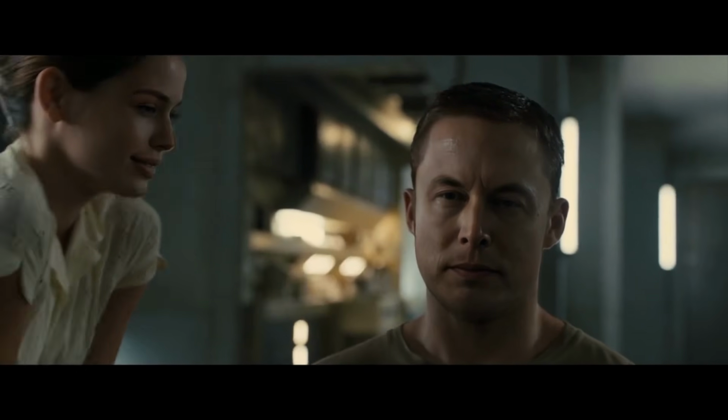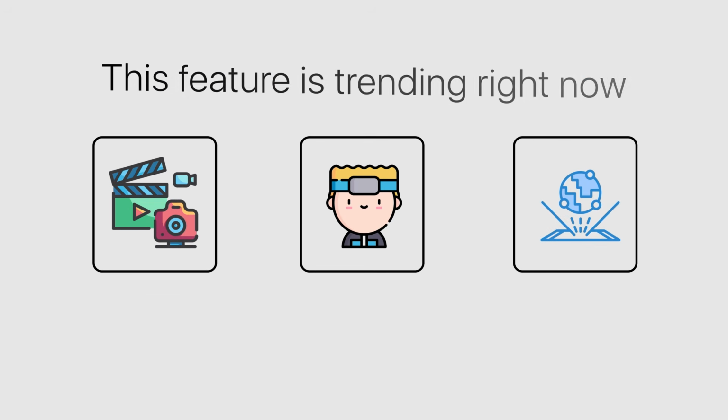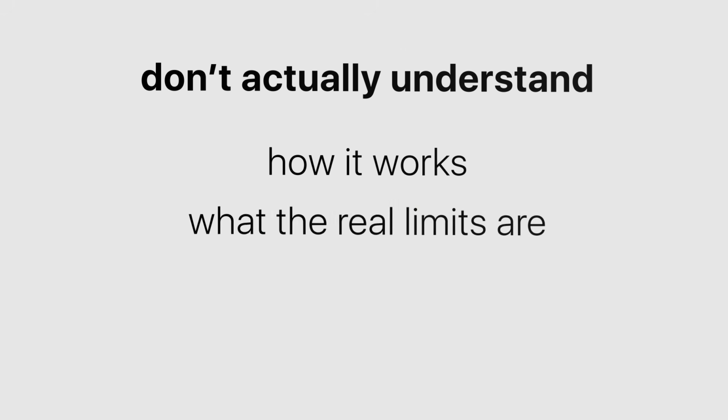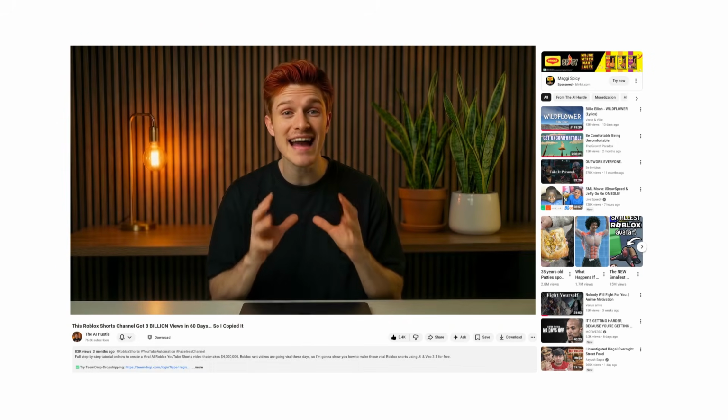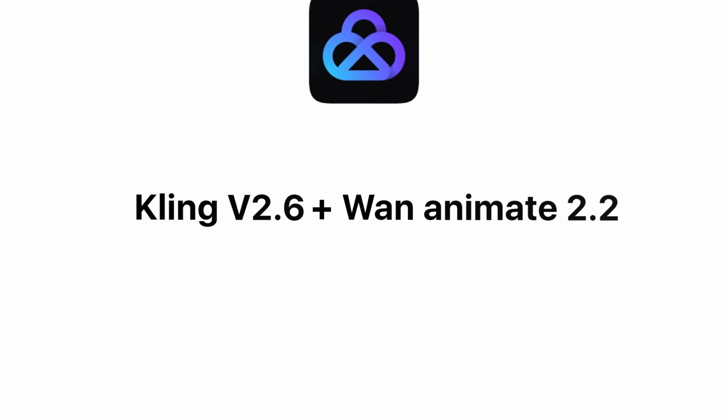On top of that, you can restyle the entire video into completely different looks, cinematic, animated, or realistic. This feature is trending right now, but most people don't actually understand how it works or what the real limits are. So in this video, I'll show you exactly how to use this feature step by step using Kling V2.6 Pro Motion Control and Wan Animate 2.2 inside Akool.